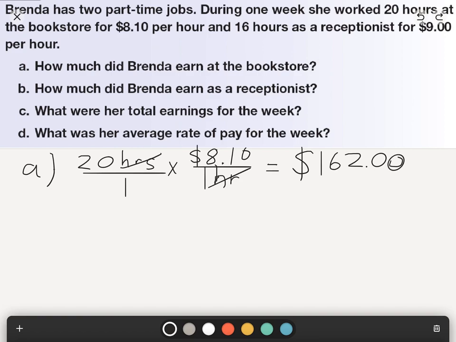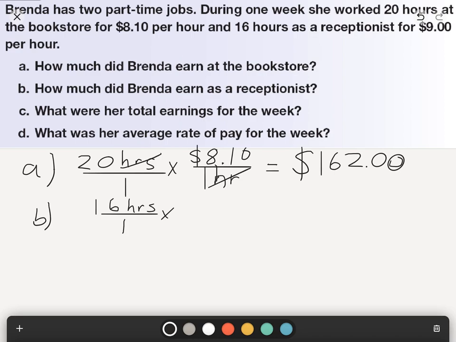I think he's being a bit sarcastic. Okay, then same thing for the other one. So how much does she earn as a receptionist? So this time we're talking about 16 hours. She should work 20 hours as the receptionist. Okay, yeah, she's an imaginary person. This is an imaginary scenario.